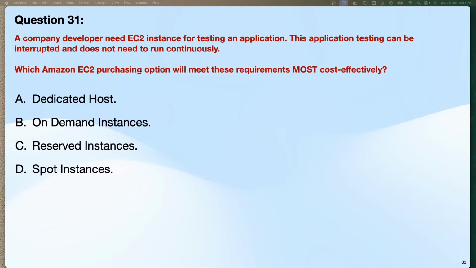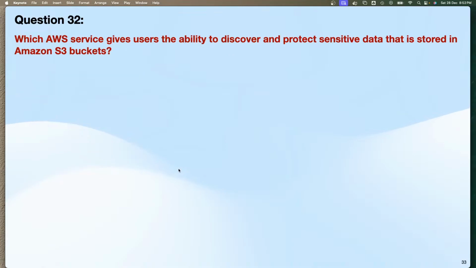Because option D matches the requirement here, spot instance is the answer here. For 31, option D is the answer. So let's go to 32.